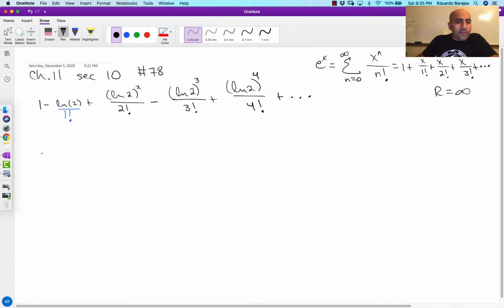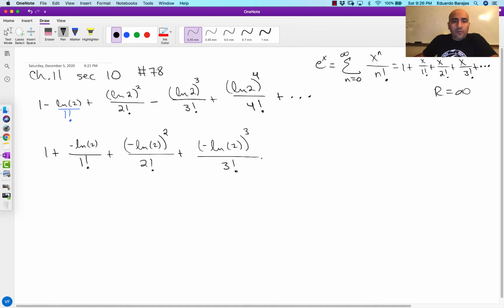so let's rewrite this a little bit. If we rewrite it as this plus and then negative ln of 2, sort of up in the numerator, over 1 factorial, plus and then negative ln of 2 squared. The squared is going to make that a positive anyway, all over 2 factorial, plus, and now we'll have negative ln of 2 raised to the 3rd power over 3 factorial, plus negative ln of 2 raised to the 4th power all over 4 factorial, plus dot, dot, dot.